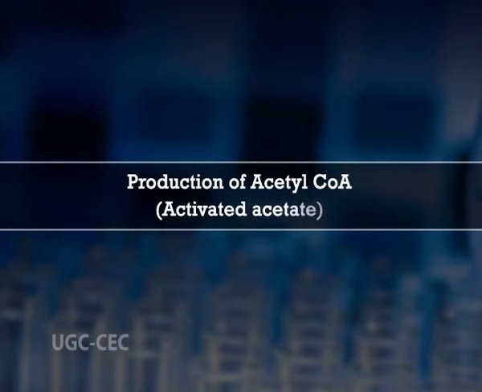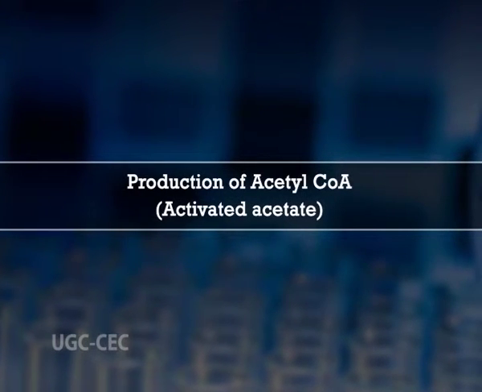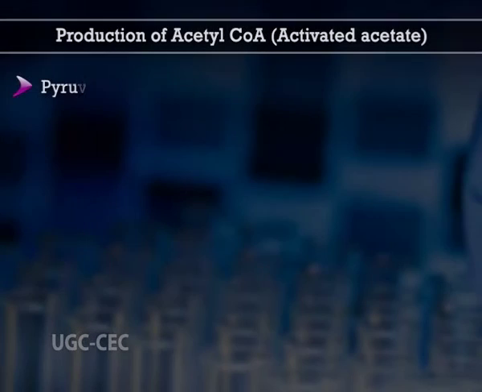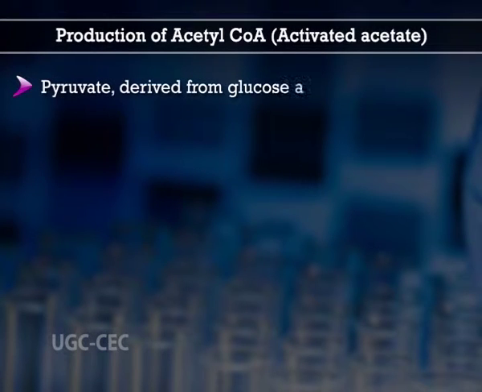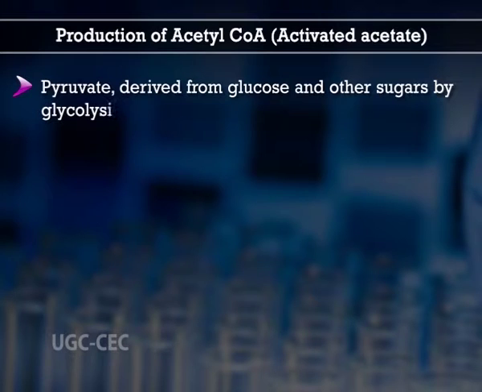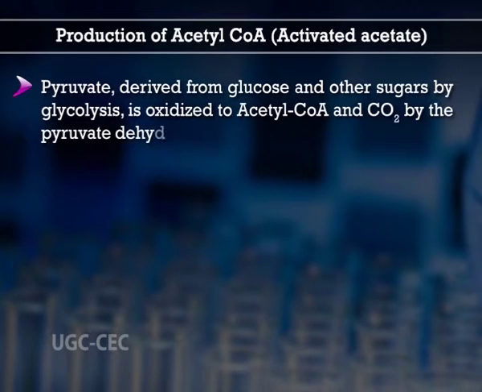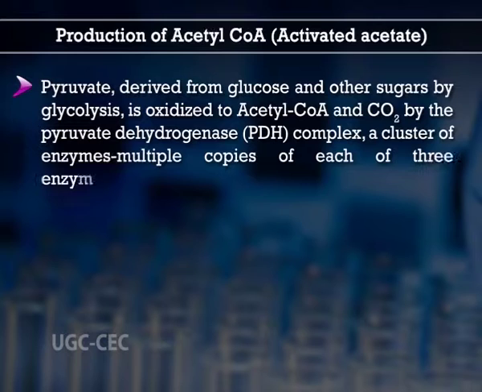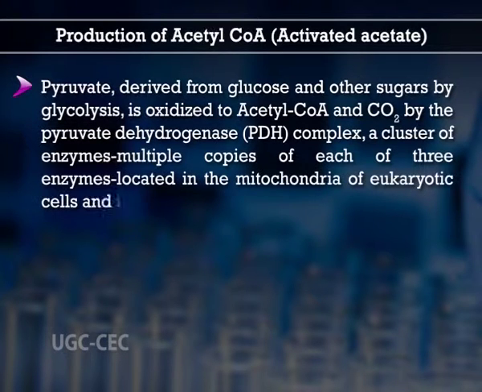Now let us come to production of acetyl-CoA, that is activated acetate. Pyruvate derived from glucose and other sugars by glycolysis is oxidized to acetyl-CoA and carbon dioxide by the pyruvate dehydrogenase, that is PDH complex, a cluster of enzymes, multiple copies of each of three enzymes located in the mitochondria of eukaryotic cells and in the cytosol of bacteria.